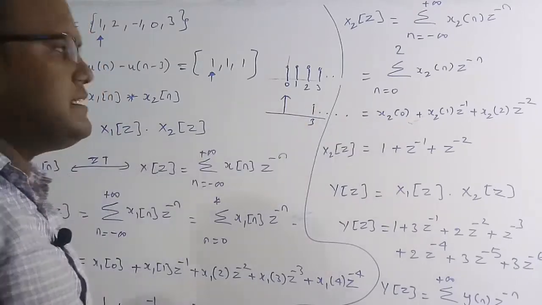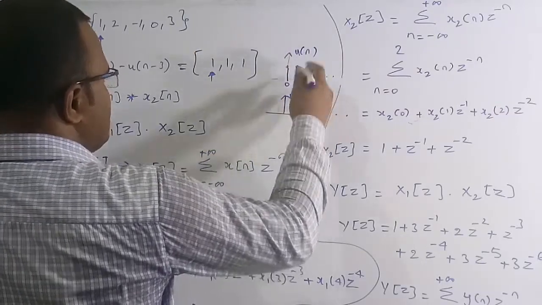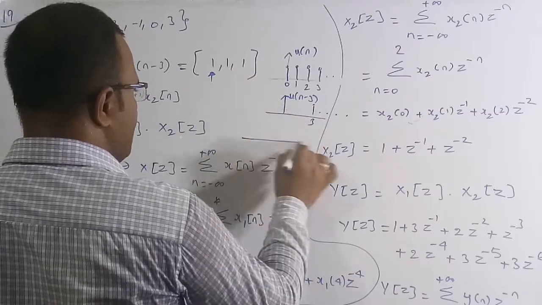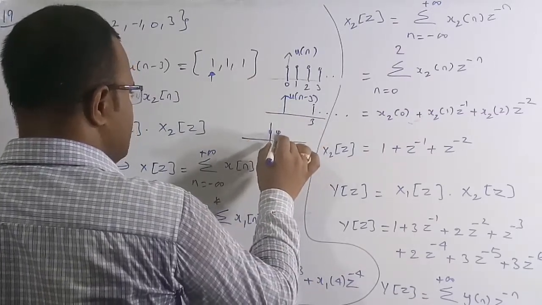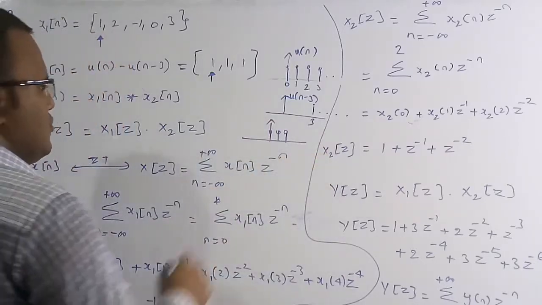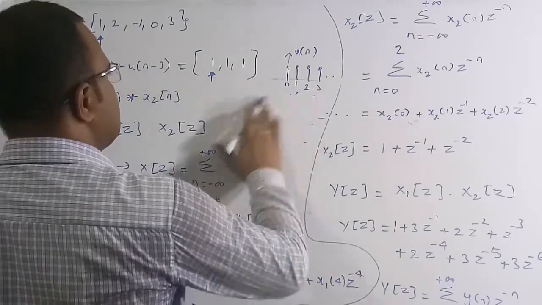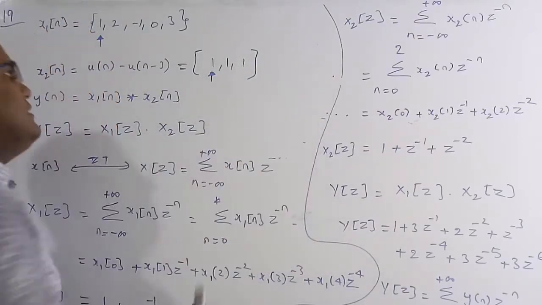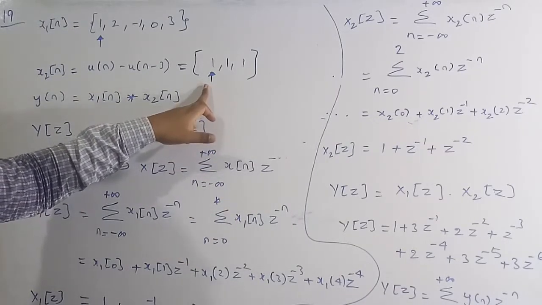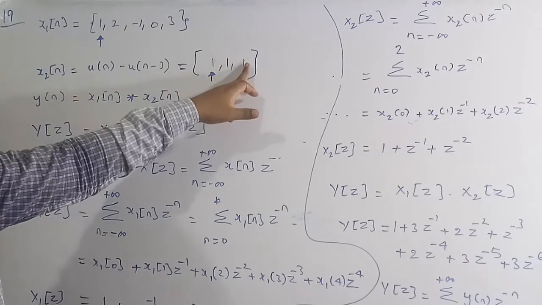It is defined only at 0, 1, 2, and at all remaining instants the signal is 0. So if you do the subtraction of u of n and u of n minus 3, we get 1, 1, 1, defined only at n is equal to 0, n is equal to 1, and n is equal to 2. That's what I have written here. So it is 1, 1, 1, with an arrow indicating the signal starts from n is equal to 0: its value is 1 at n is equal to 0, 1 at n is equal to 1, and 1 at n is equal to 2.